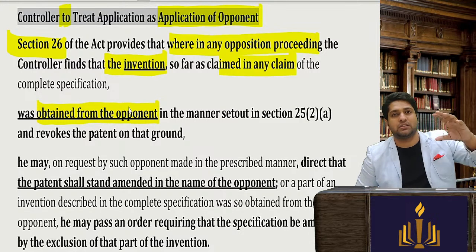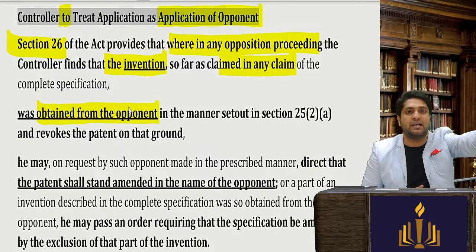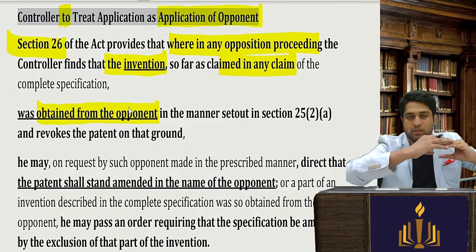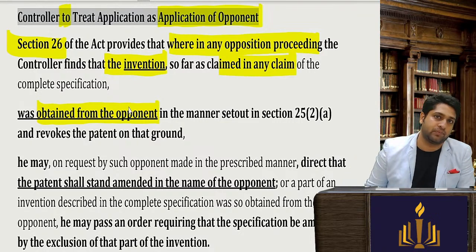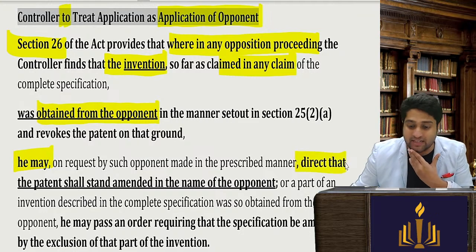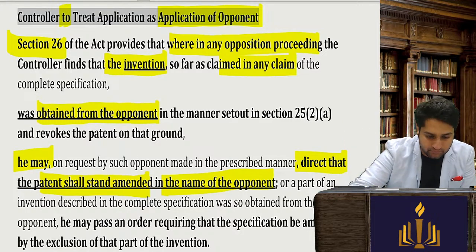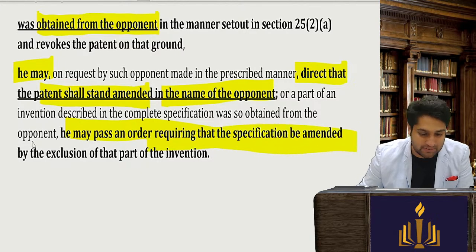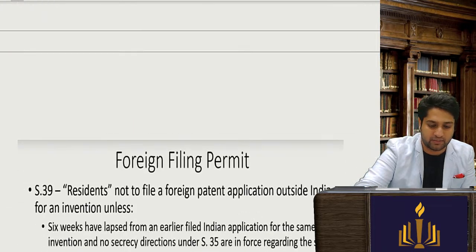For example, there was a case of Mark Zuckerberg versus another person. It went to court, and if the court found that yes, this knowledge, this entire invention was actually obtained from the opponent and you did wrong, then he may direct that the patent shall stand amended in the name of the opponent. Okay, and he may pass an order that the specification be amended as he deems fit.